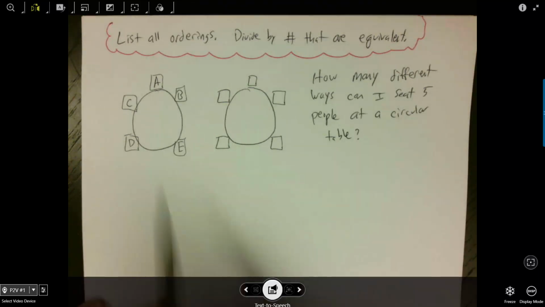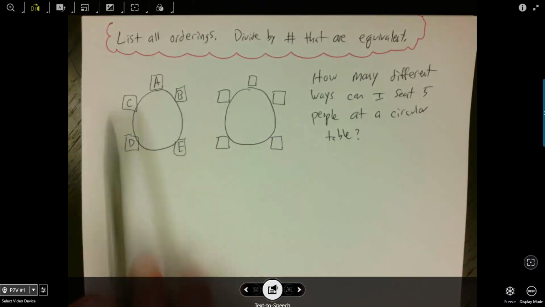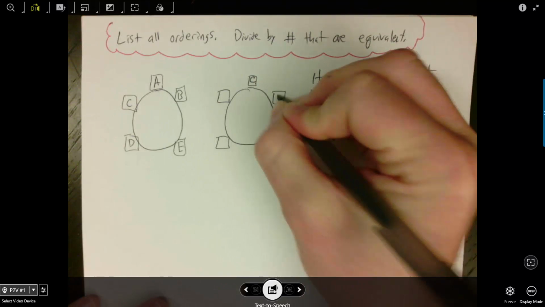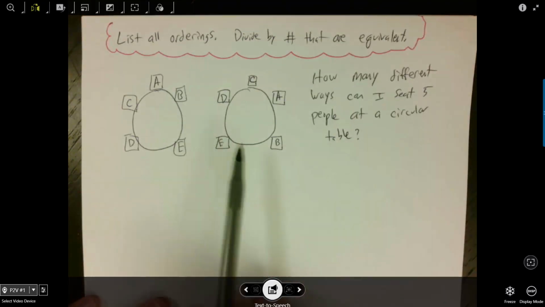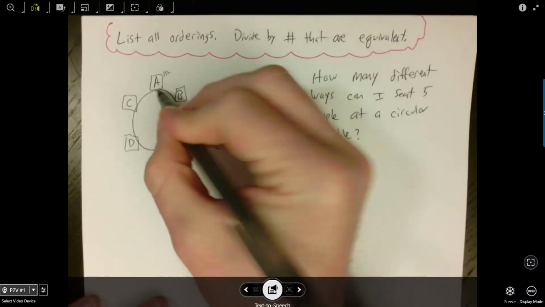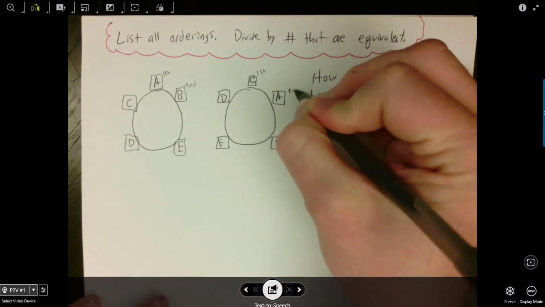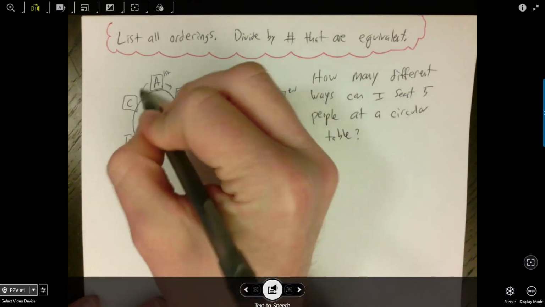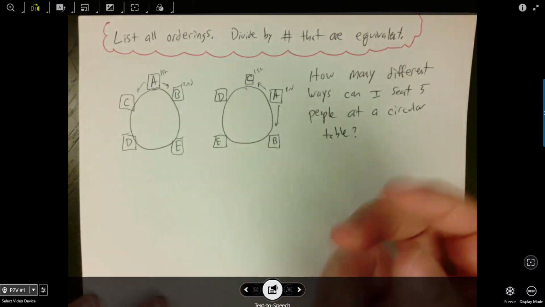So here's the thing about a circular table. Let's say I sat my people down like this, A, B, E, D, C. If I sat my people down this way, C, A, B, E, D, it's a different way of seating them insofar as, like, if I'm listing this as chair number 1, this is chair number 2, there's different people sitting in each chair. But from the perspective of the people, A is sitting next to B and C, and here A is still sitting next to B and C, so it's just that everybody's rotated.